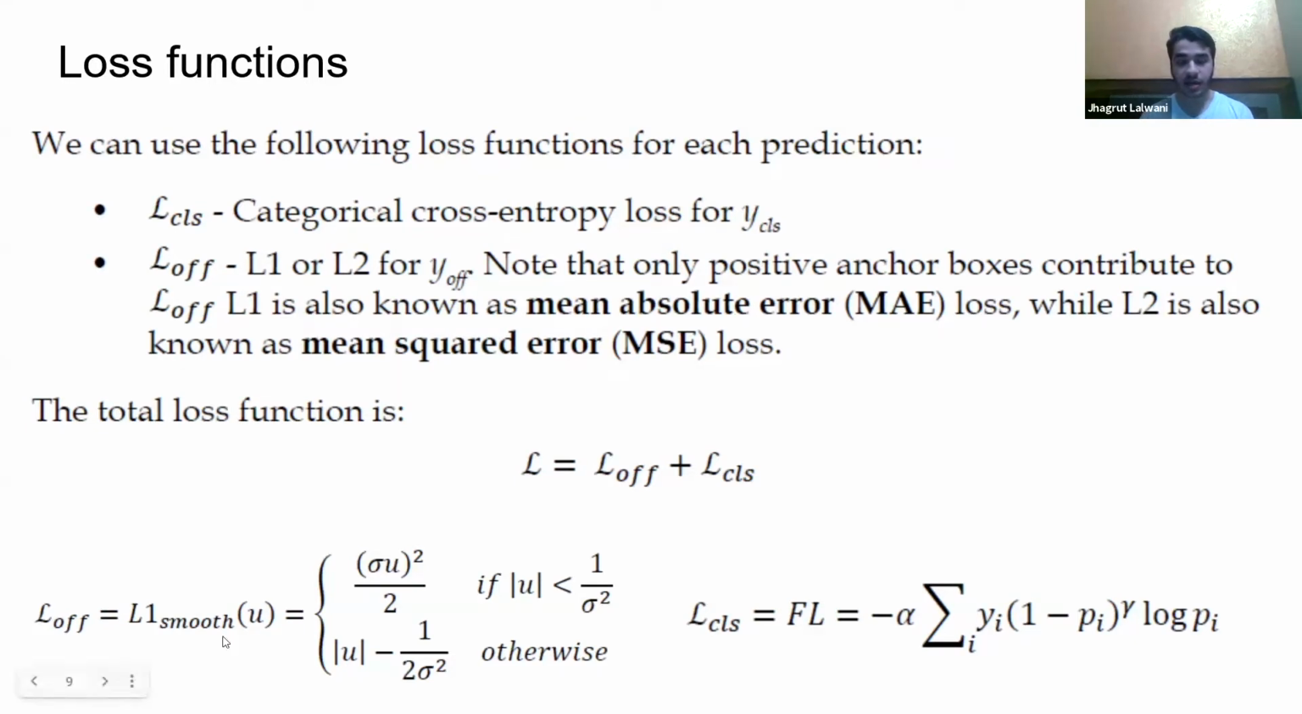Right, and FL, the formula on the right, is for focal loss. As a further improvement to loss functions, RetinaNet recommends that the categorical cross entropy function, which is the y CLS, should be replaced with the focal loss, which is FL. The difference here is the extra factor of alpha times 1 minus p_i raised to gamma. In RetinaNet, object detection works best with gamma equals 2 and alpha equals 0.5.